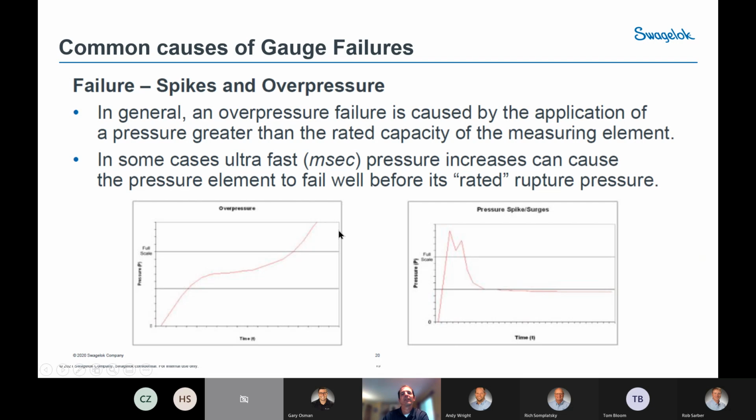In general, an overpressure failure is caused by the application of a pressure greater than the rated capacity of the measuring element. So if the gauge is rated to 600 PSI and it's seeing 1,000 PSI, that's an overpressure situation.